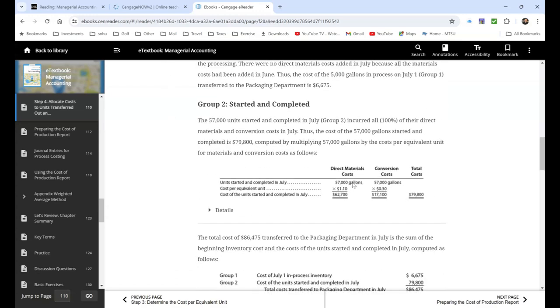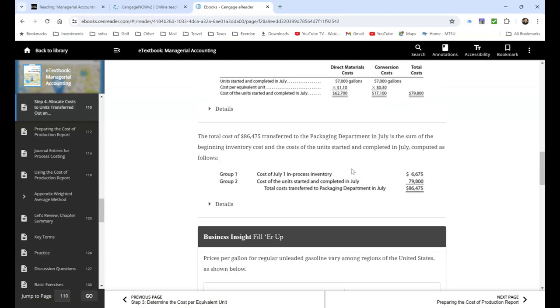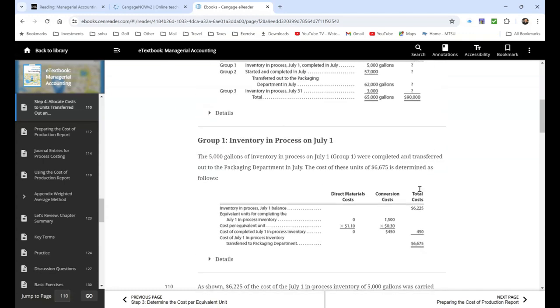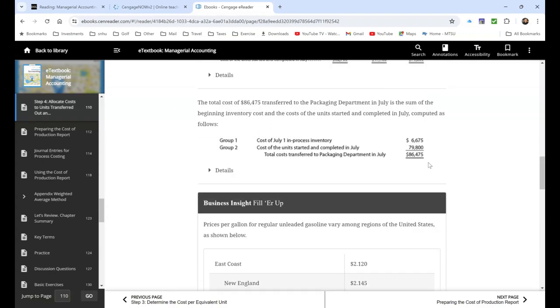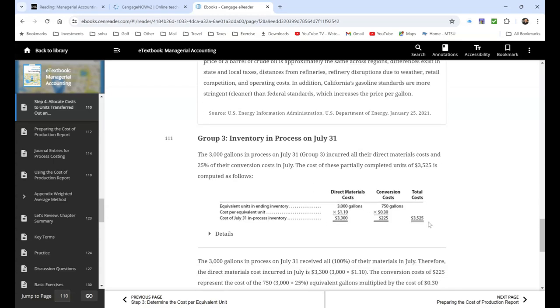And then the conversion of the units that we started and completely finished will be the 57,000 times 1.10, or 62,700, and then 57,000 times 0.3, and that's going to be 17,100. So we're going to transfer out 79,800. And so that's going to be a total of 86,475. And really what's going to be left over is this 90,000 minus the 86,475. And so that's going to be our total cost.